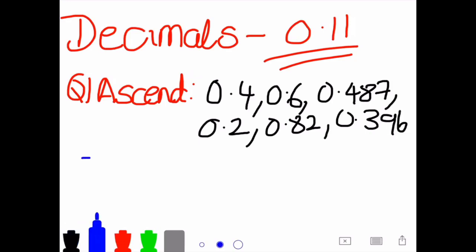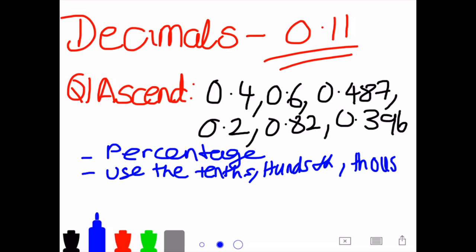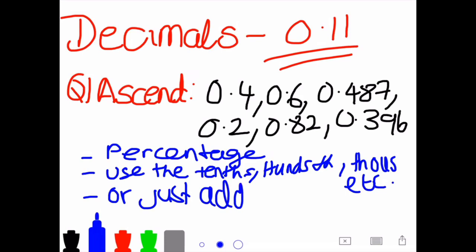There are different ways to order decimals in an ascending way, so you can actually turn them into a percentage. You can use tenths, hundreds, thousands, like back to the basics. So we're going to use that type of format. I'll show you what you mean, and also just adding a zero, which is just to make them look the same.